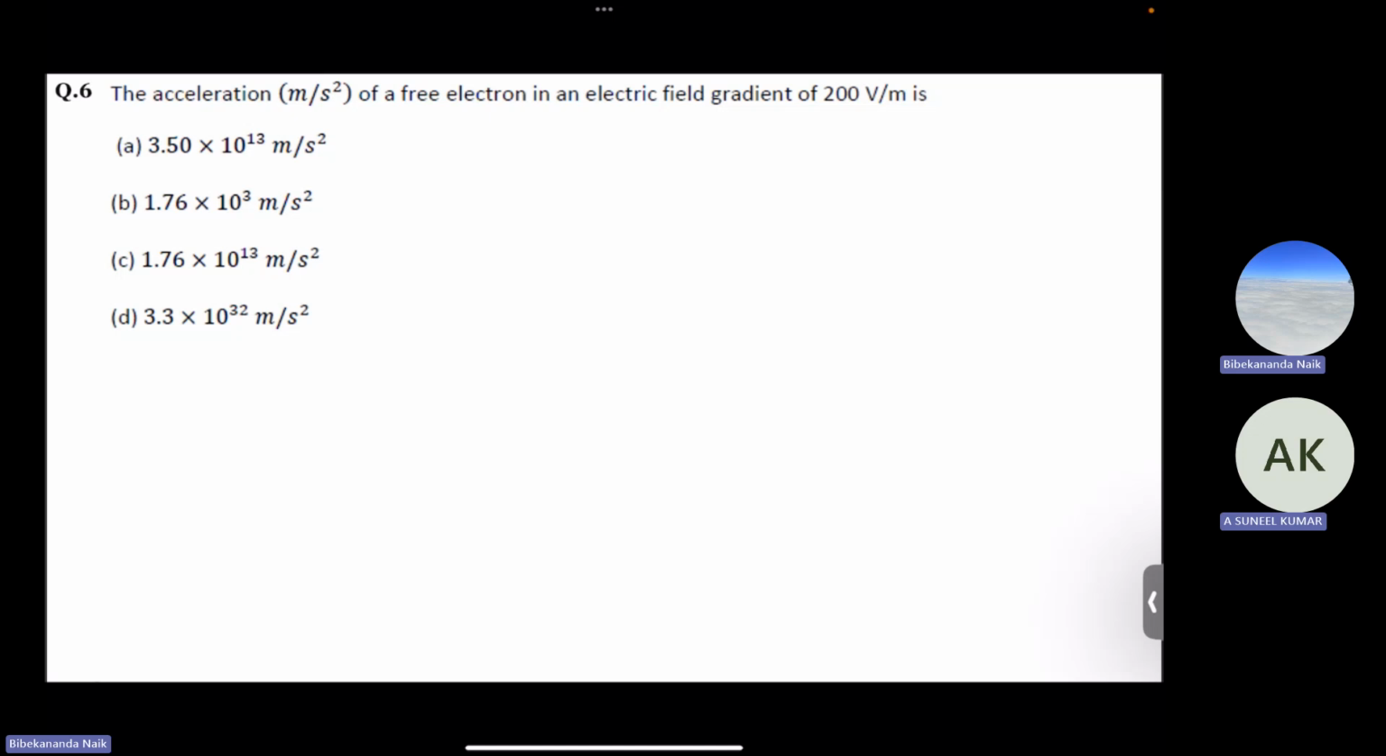Is it 3.5 into 10 to the power 13, sir? Yes, the correct option is option A, that is 3.5 into 10 to the 13. So this is pretty simple.